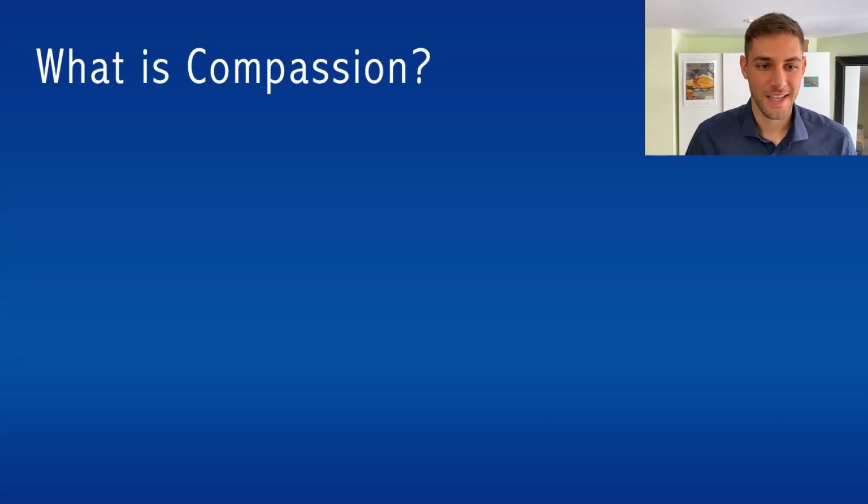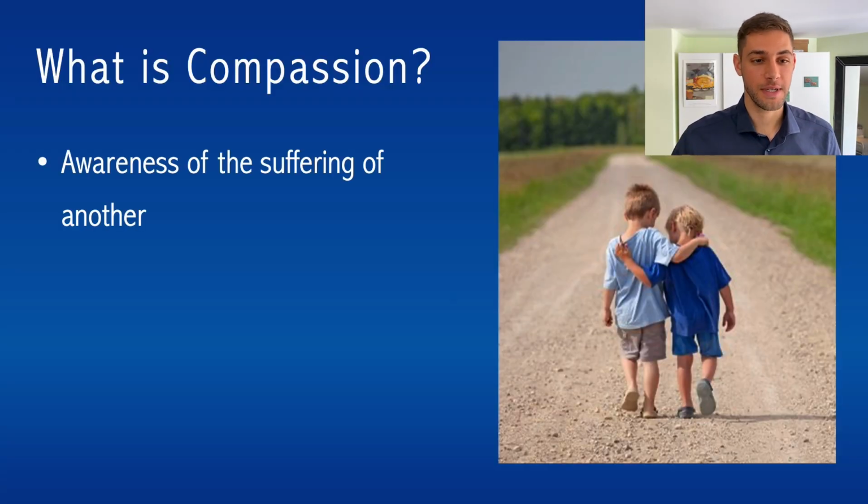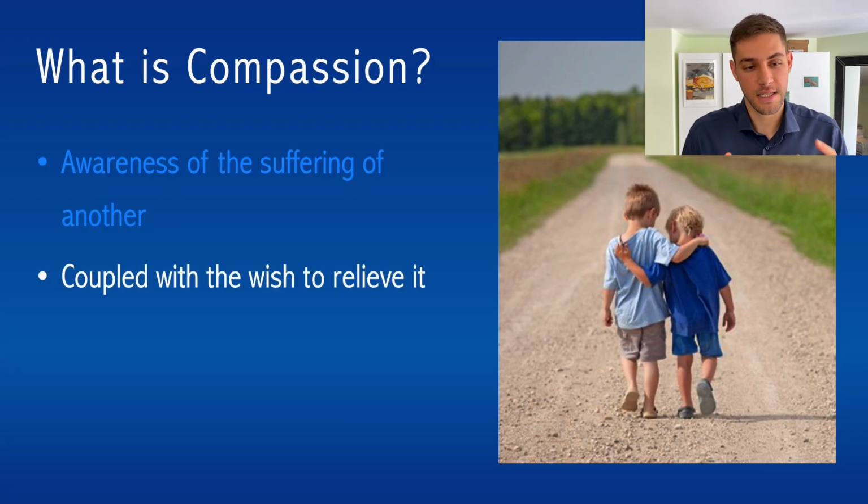Before I talk a bit about the book, I want to talk about the cornerstone of the book, which is compassion. What is compassion? So there's a lot of definitions out there describing what compassion is, but one of the definitions that I really like is a definition of a child. So a child defines compassion as, when my friend is sad, I go and I make funny faces in order to make him feel better. And this encompasses two elements, the two elements of compassion. The first element is there's an awareness of the suffering of the other person. And the second element is this awareness is coupled with the wish to relieve it.